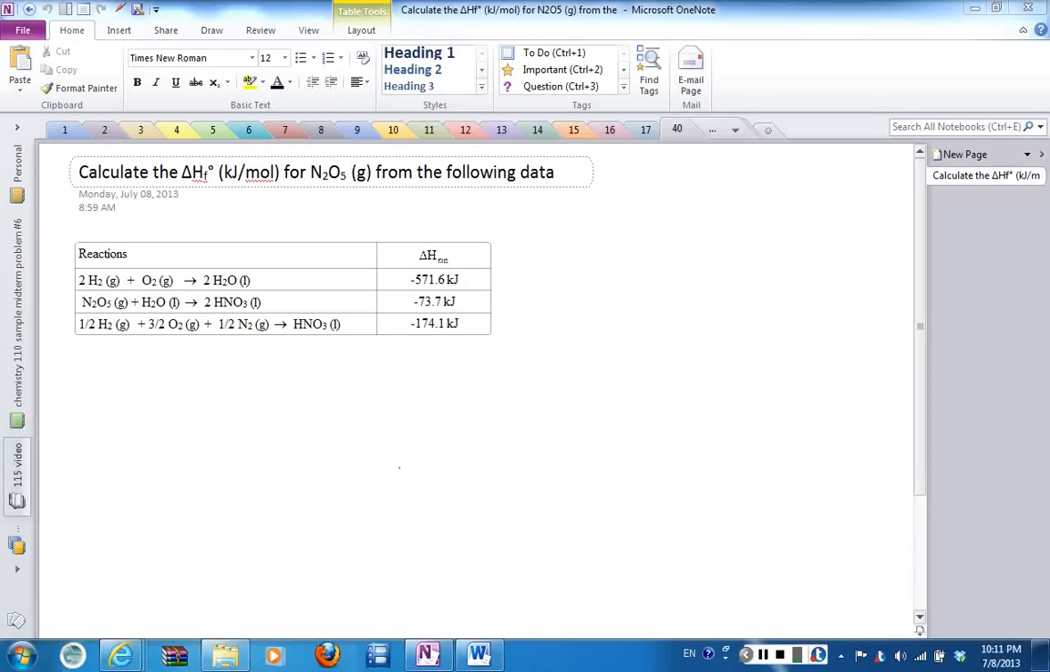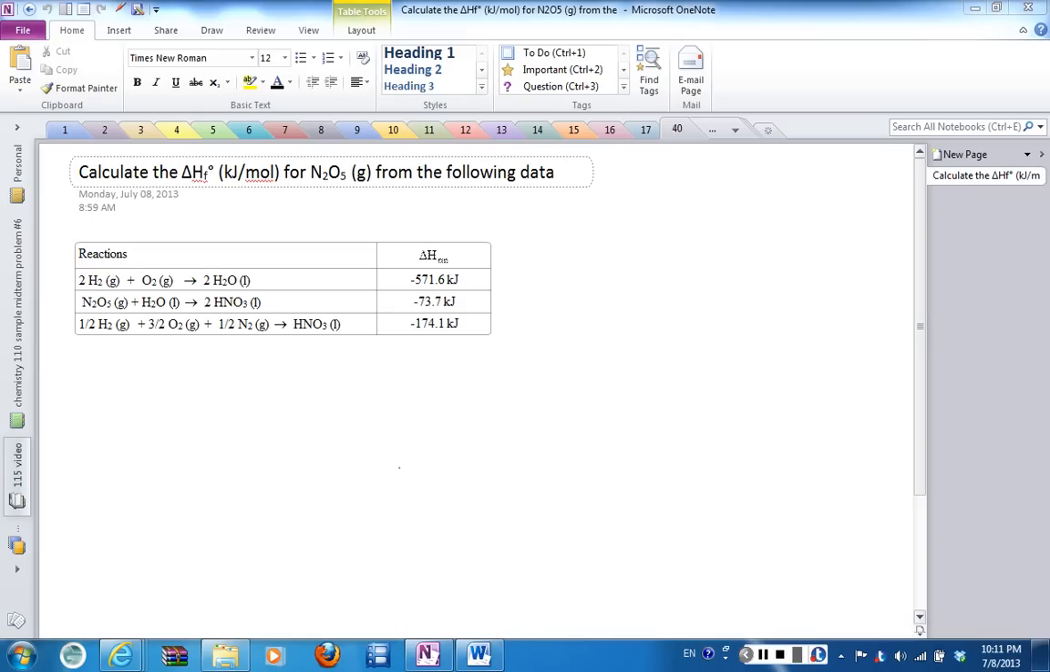Calculate the standard heat of formation in kilojoules per mole for dinitrogen pentoxide from the following data. We have a few chemical reactions for which we know the standard delta H value, and we're trying to find the standard heat of formation for N2O5. There are a couple of different ways to do this calculation.